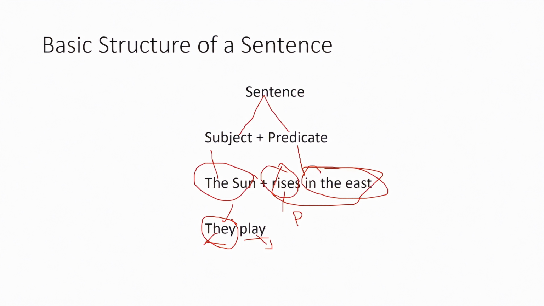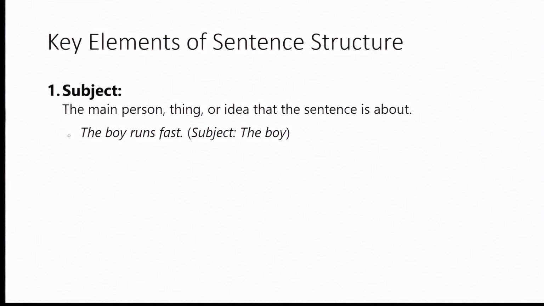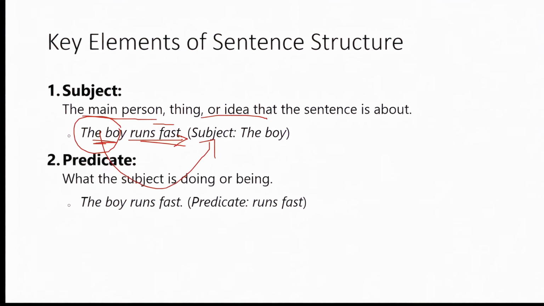Now we will discuss the elements of sentence structure, then we will talk about types of sentence structure. If we talk about the elements, as we have talked about in the first sentence, a simple sentence has one subject and one predicate. Look at this one. The main person, thing, or idea in a sentence is called subject. What is being talked about is called subject. For example, the boy runs fast. Who runs fast? Boy. So this is all about the boy. Boy runs fast. So boy is a subject.